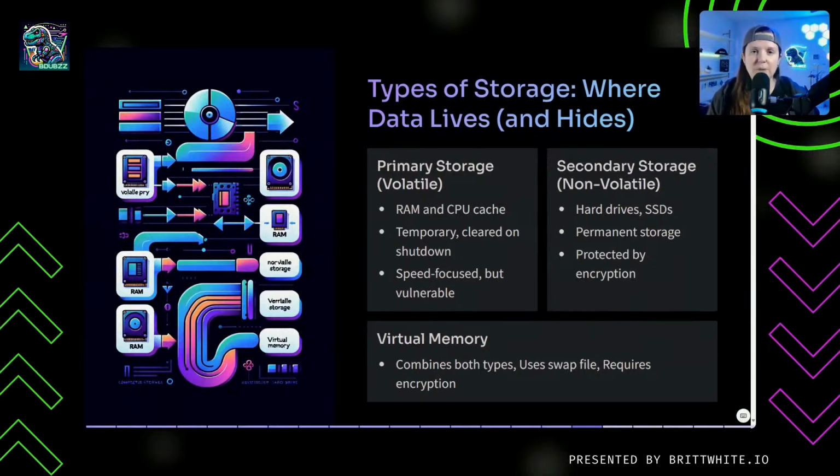Then we have secondary storage, or non-volatile storage. This is slower but permanent, like hard drives or solid-state drives. Your files and operating system live here. Safe, even when powered off, and modern solutions like BitLocker, VeraCrypt, or self-encrypting drives provide strong protection.